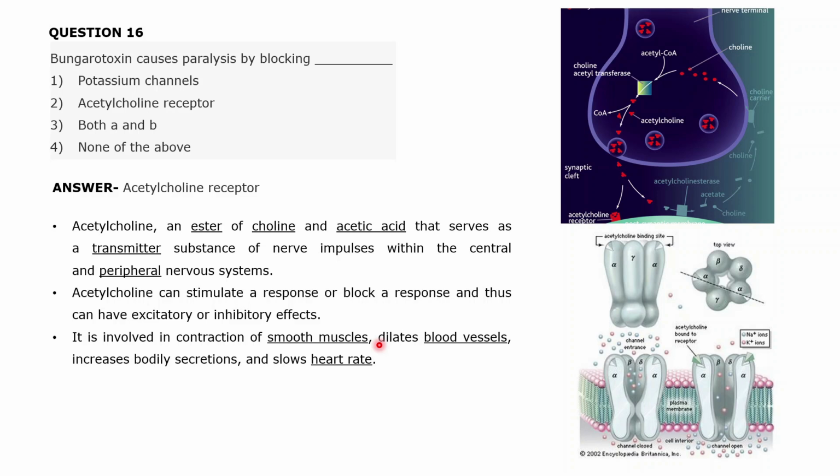It interacts with the acetylcholine receptors there, and thereby prevents the binding of acetylcholine to this particular receptor, so the channel is getting closed there, and then it does not perform this particular function there. And it leads to paralysis in this case. So I think this particular answer is clear.